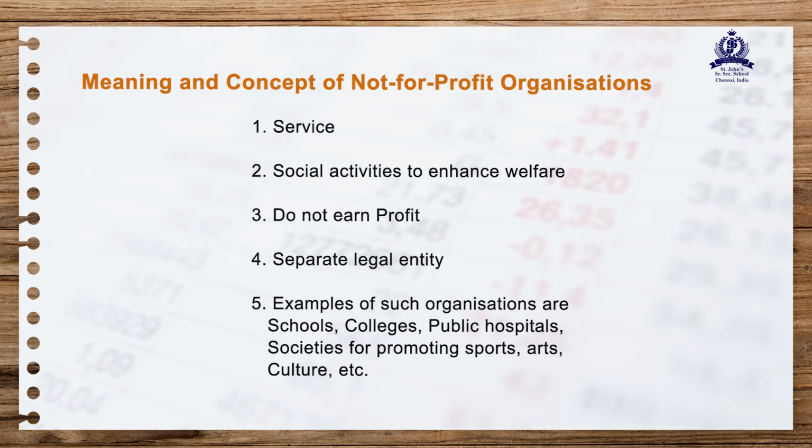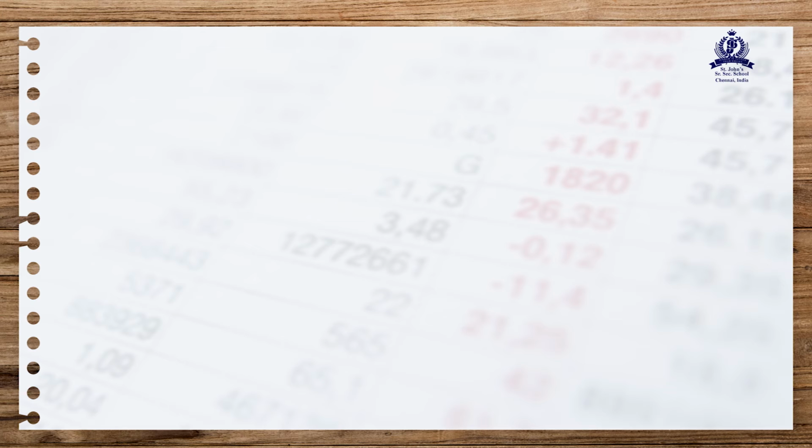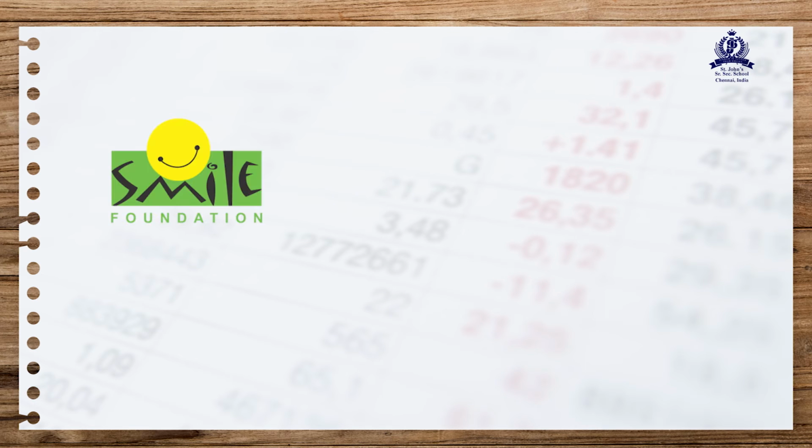Some examples of such organizations are schools and colleges. Most of these schools and colleges are run by a charitable trust. A public hospital like the hospital in Vellore, CMC, is a service-oriented organization where most of the services offered are at a subsidized price. There are many literary societies for promoting sports, art and culture. So these types of organizations do not run with the motive of making profit, but rather of providing services to the people. Some examples of such organizations are given here.